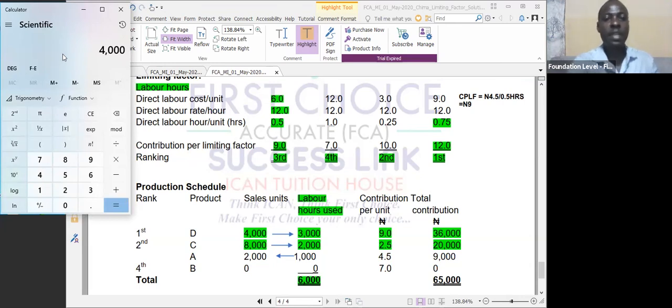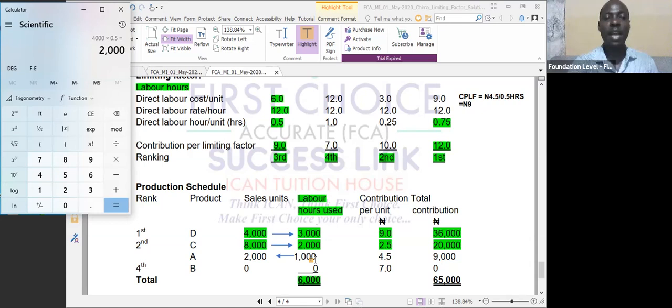How many labor hours do I spend per unit? 0.5. So I'll multiply 4,000 by 0.5. It means that I'll be needing 2,000 hours. But do I have 2,000 hours available? No. I have used 3,000 plus 2,000, which is 5,000 out of 6,000. I only have 1,000 available.